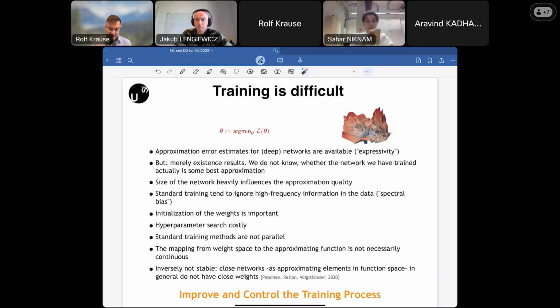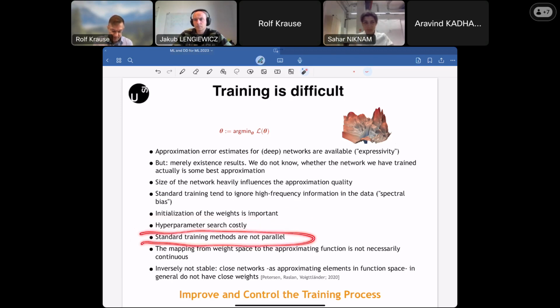Size of the network architecture is important for approximation qualities. And what we also know is that standard training methods, this is what we also know from PDEs, tend to ignore high frequency information in the data. This is what people call spectral bias. And we need to initialize our weights properly. And in practical terms, if you would like to train your network well, and this is very important, you have a very, very costly hyperparameter search. So you do many training runs, each take a lot of time and will cost a lot of energy until you get a reasonable solution.